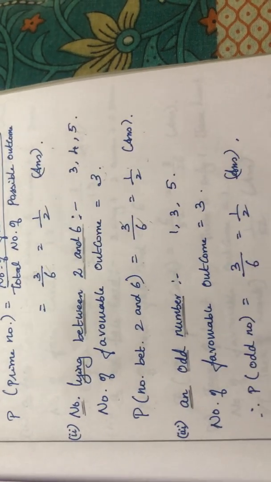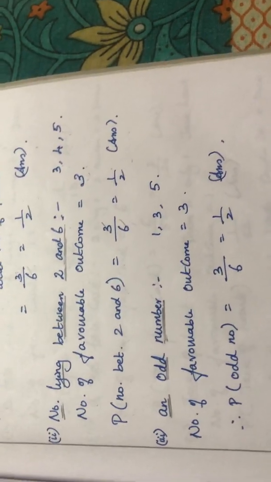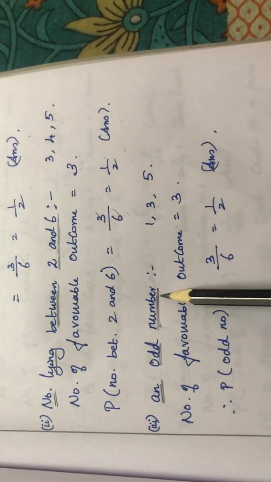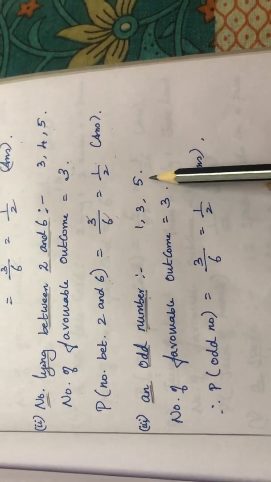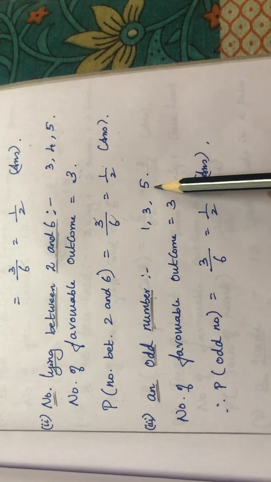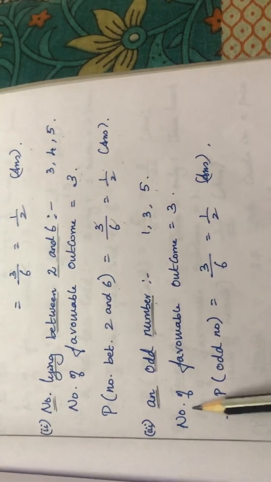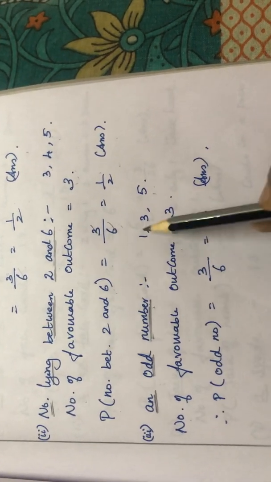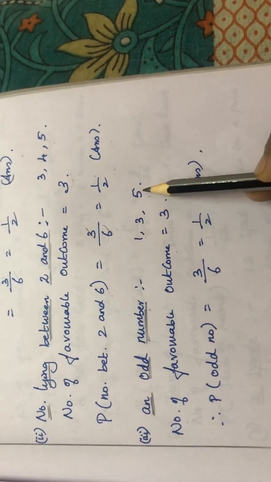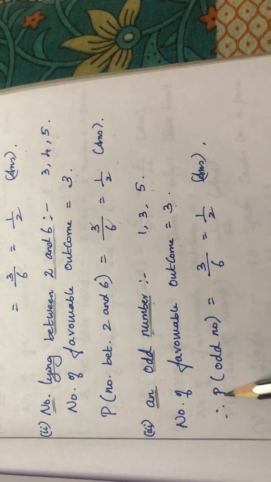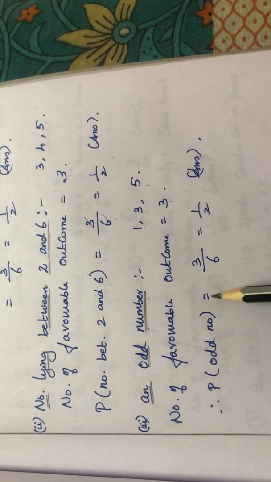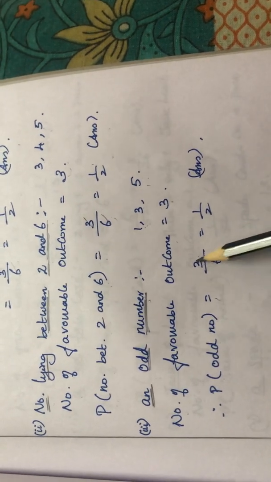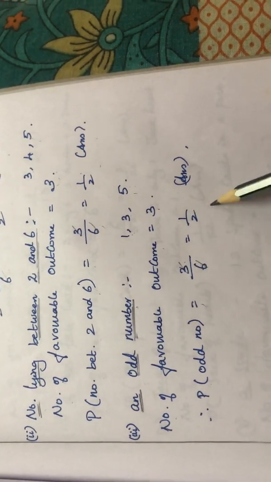Third subdivision, odd numbers. So what are all the odd numbers? 1, 3, 5. These are the odd numbers when a die is thrown. So the number of favorable outcomes is 1, 2, 3, so we are writing 3. Therefore, probability of getting an odd number is equal to 3 by 6. When I simplify, 1 by 2 is the answer.